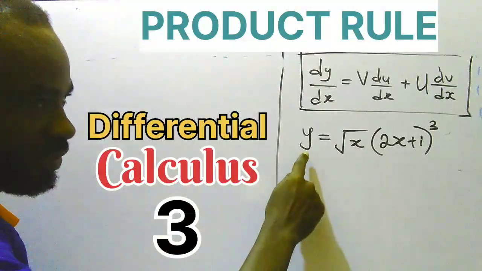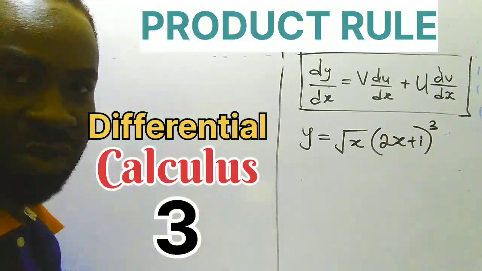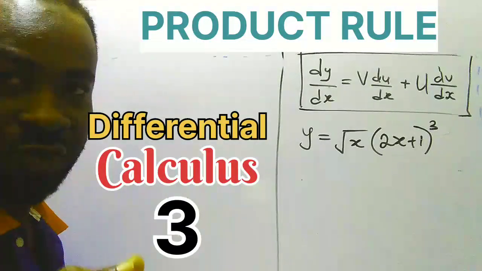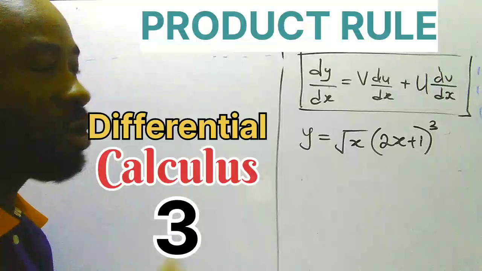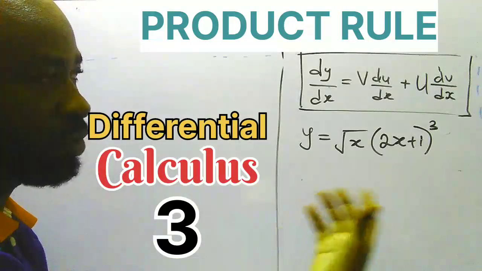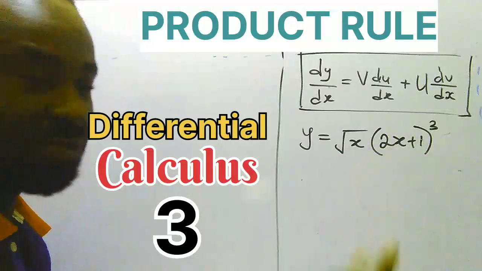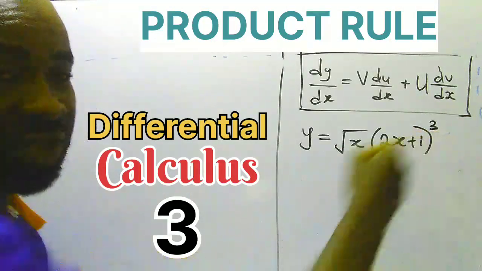Now we have y equal to x bracket 2x plus 1 all cube. For us to differentiate this, we are also going to apply the product rule again. In my last video I said that the product rule will help us to differentiate problems that have to do with two terms multiplying themselves. So we have a radical multiplying a composite function like this.